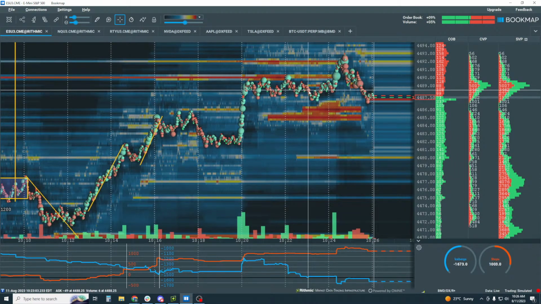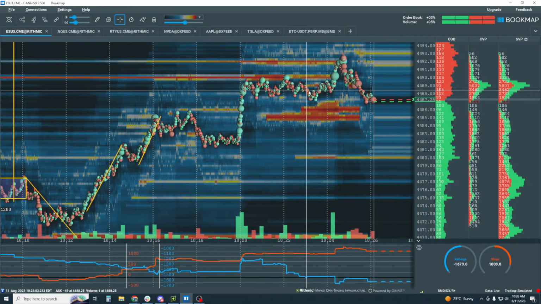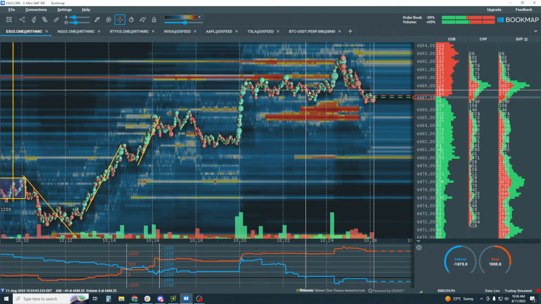Take profits. Good morning. How are you? After analyzing, the price action is dominating the market.